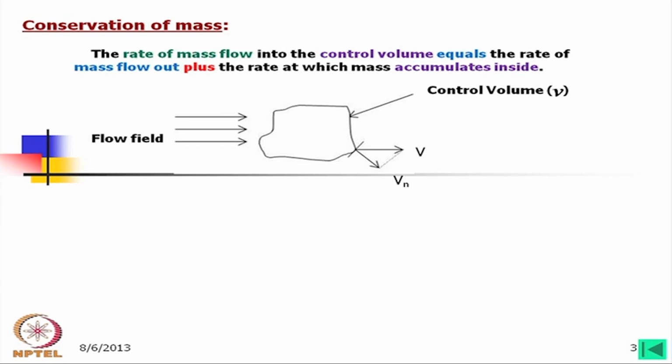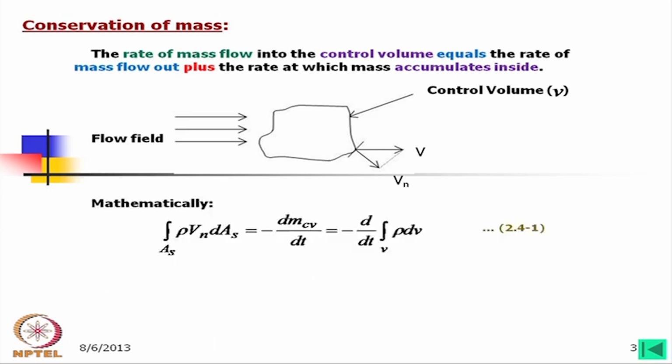Now, let us consider a control volume. Fluid is flowing inside this volume, and then we consider a velocity in normal direction at a point on the volume, which is V n, and obviously which is having a straight component V. Now, mathematically we can write rho V n dA s is equal to minus d m C V by d t is equal to minus d by d t integration of rho d v.